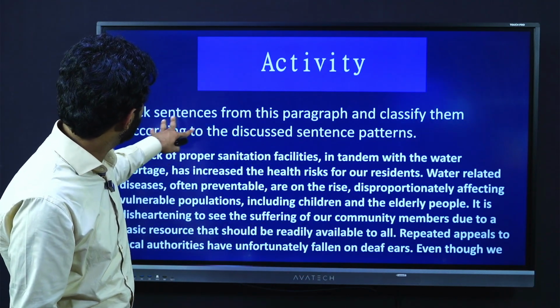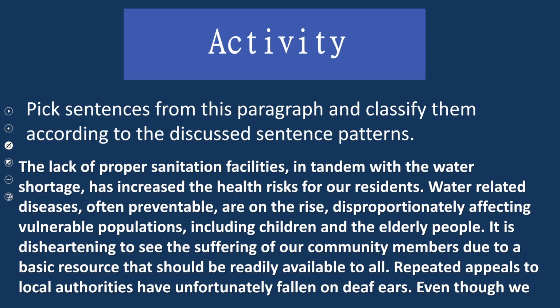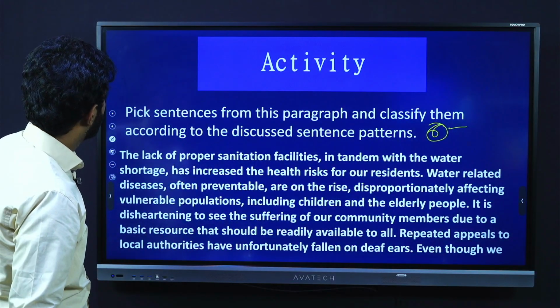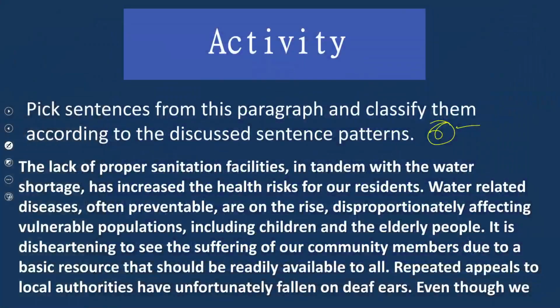Let's see. Pick sentences from this paragraph and classify them according to the discussed sentence patterns. कितने हमने patterns discuss किए थे in the last lecture? 6 patterns हमने discuss किए थे. Now, the lack of proper sanitation facilities in tandem with the water shortage has increased the health risks for our residents. Now, what are we talking about? The lack of proper sanitation facilities in tandem with the water shortage.